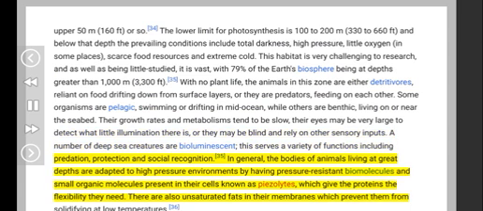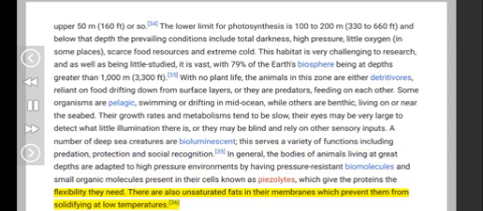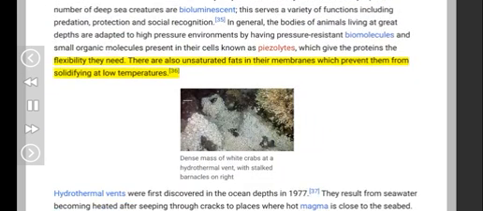In general, the bodies of animals living at great depths are adapted to high-pressure environments by having pressure-resistant biomolecules and small organic molecules present in their cells known as piezolytes, which give the proteins the flexibility they need. There are also unsaturated fats in their membranes which prevent them from solidifying at low temperatures.